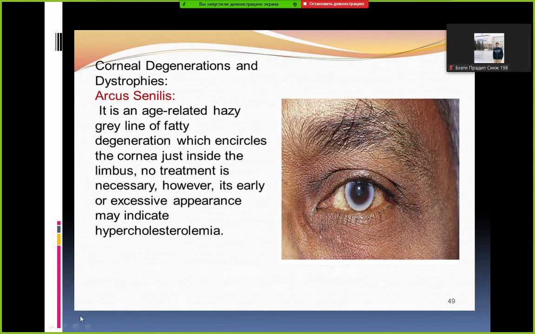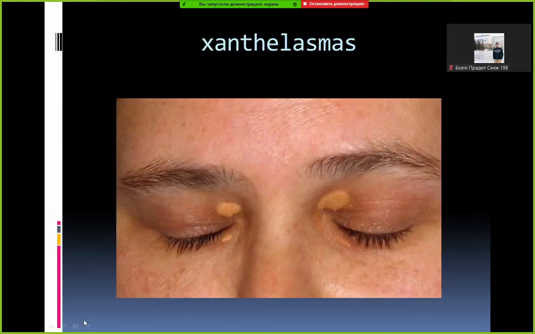So this is corneal degeneration, so-called arcus senilis. It is an age-related hazy gray line of fatty degeneration which encircles the cornea just inside the limbus and may be a symptom of hyperlipidemia, high level of cholesterol. Xanthelasmas, deposits in the angle of the eye.